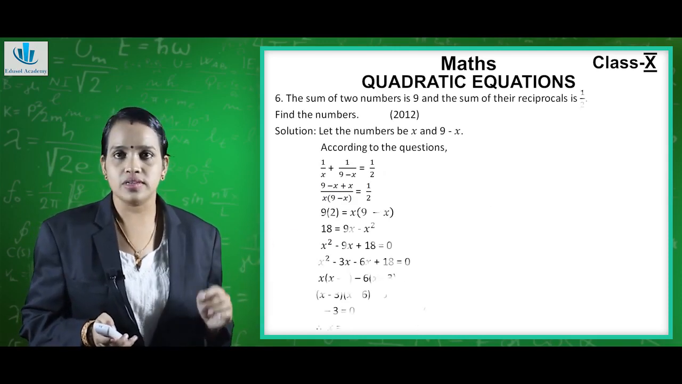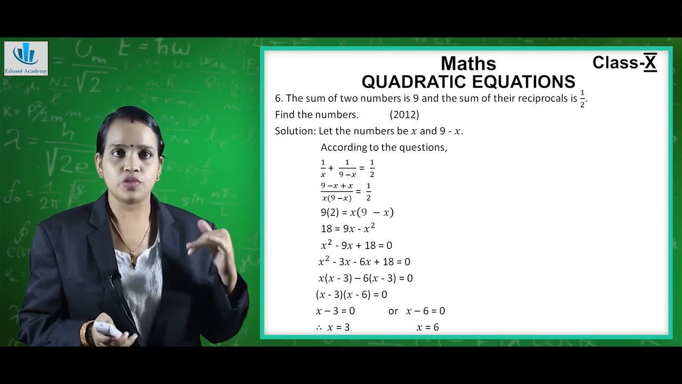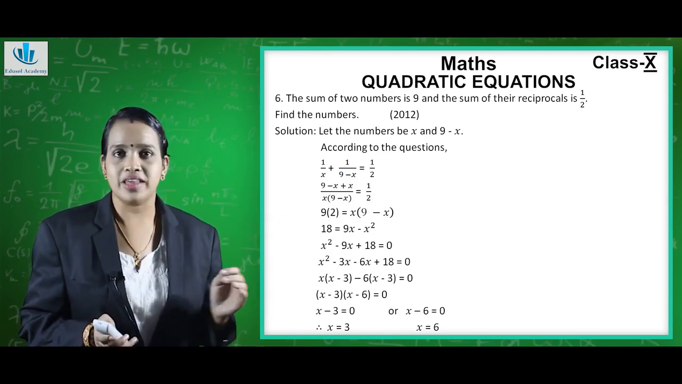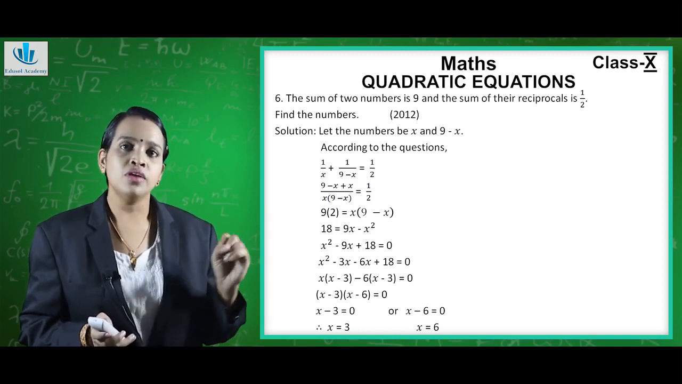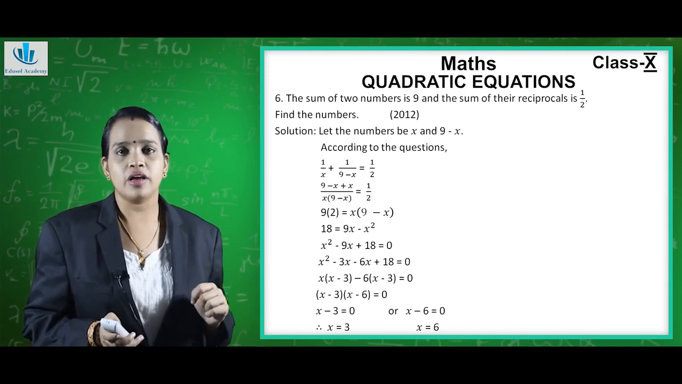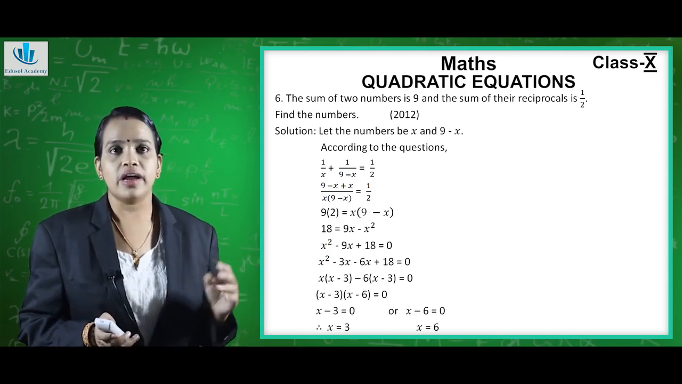Now our next question is, the sum of two numbers is 9 and the sum of their reciprocals is 1 by 2. Find the numbers. Now this question has appeared in the year 2012. Now we will take the two numbers as x, the first number, and the second number we can write as 9 minus x.